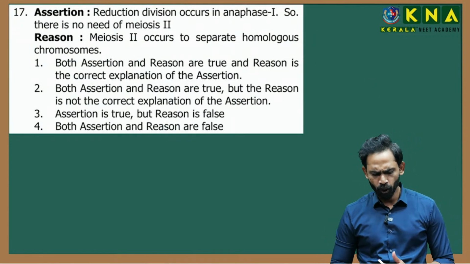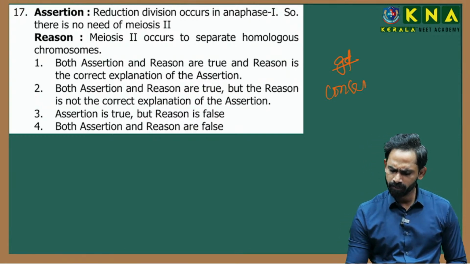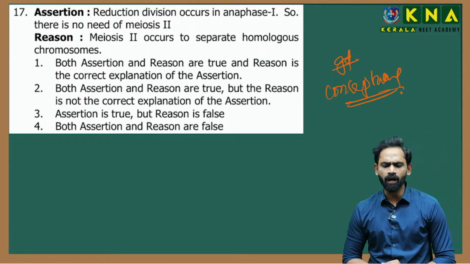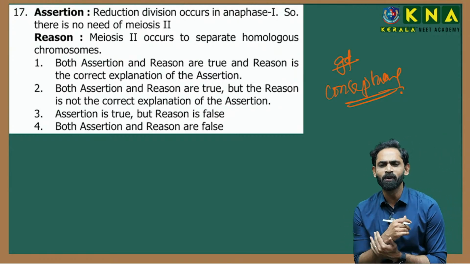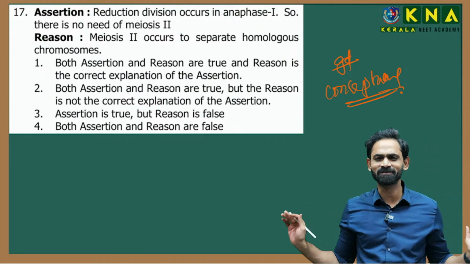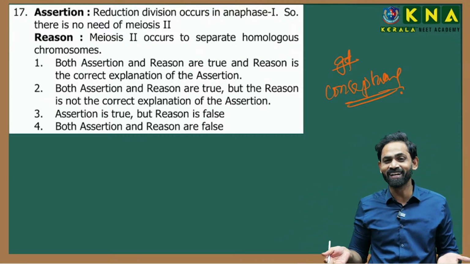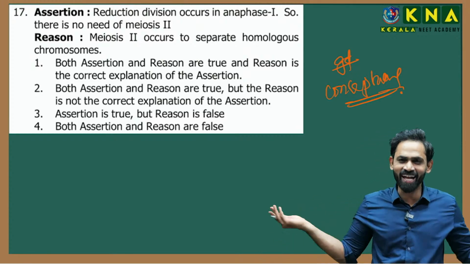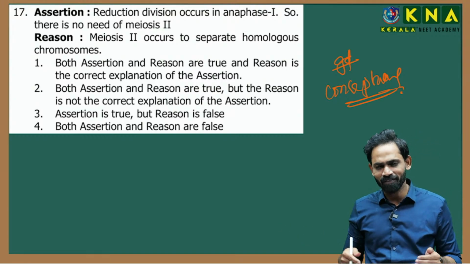Next one is the 17th question. Instead of good, I can call it a conceptual base. Reduction division occurs in anaphase 1, yes or no? Reduction division: the number of chromosomes becomes half. Anaphase 1, highly conceptual, because anaphase 1 is the basis of the total genetics. That is the law of segregation. That is why reduction division involves anaphase 1, that is okay.